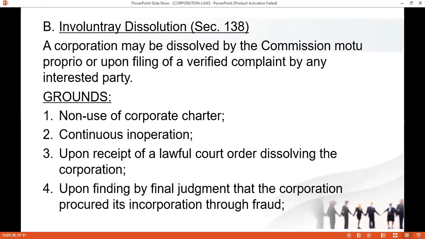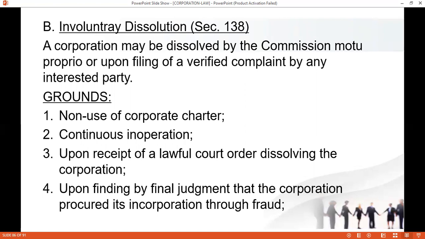Okay? Number 1 is non-use of corporate charter. So, kung hindi mo ginamit yung corporate charter nyo, then the commission may dissolve, no? May order the dissolution. Then continuous in operation. Di ba remember na kailangan 5 years yata, 5 years yun na dapat naka-operate ka within 5 years, no, from the incorporation. Otherwise, you will be dissolved, no?